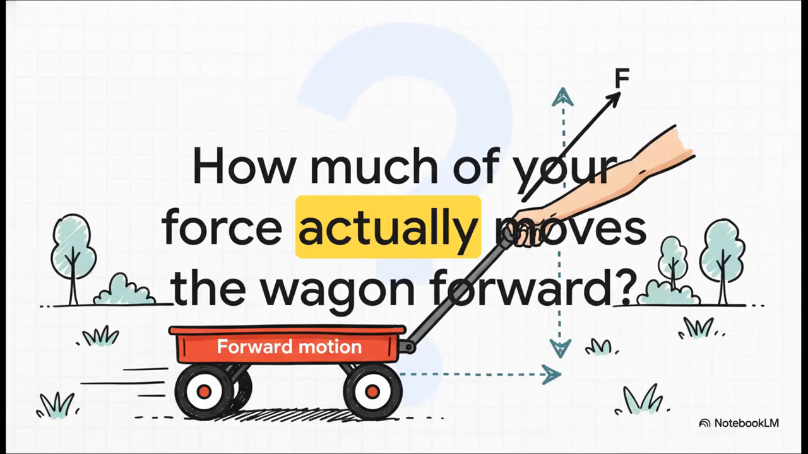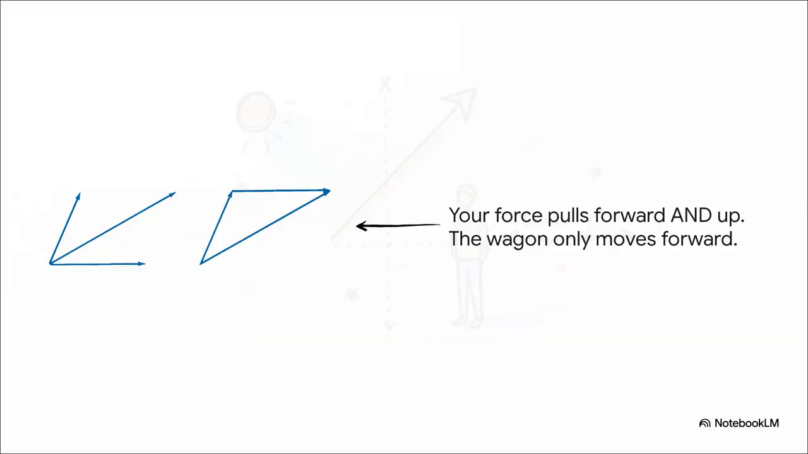So imagine this. You're pulling a little red wagon, right? You're pulling the handle, which is angled up and forward. But the wagon itself only moves forward flat along the ground. So here's the big question. How much of the energy you're putting in is actually moving the wagon, and how much is just kind of wasted, lifting the handle up? Believe it or not, that is a vector component problem. And this visual just nails it, doesn't it?